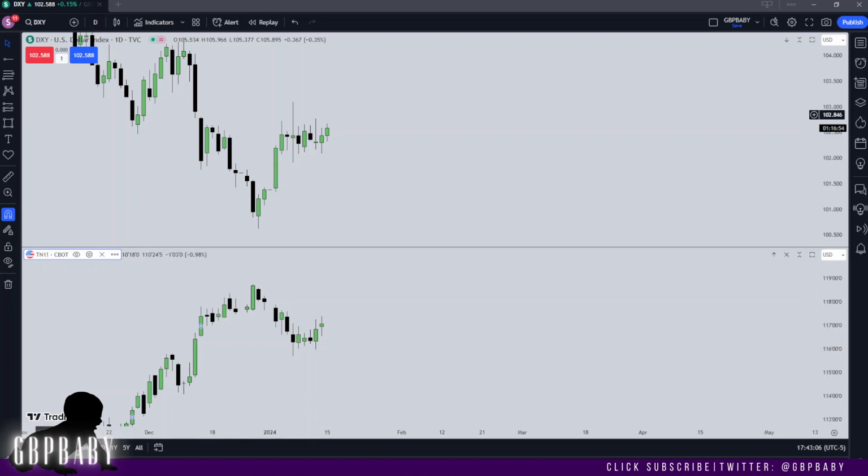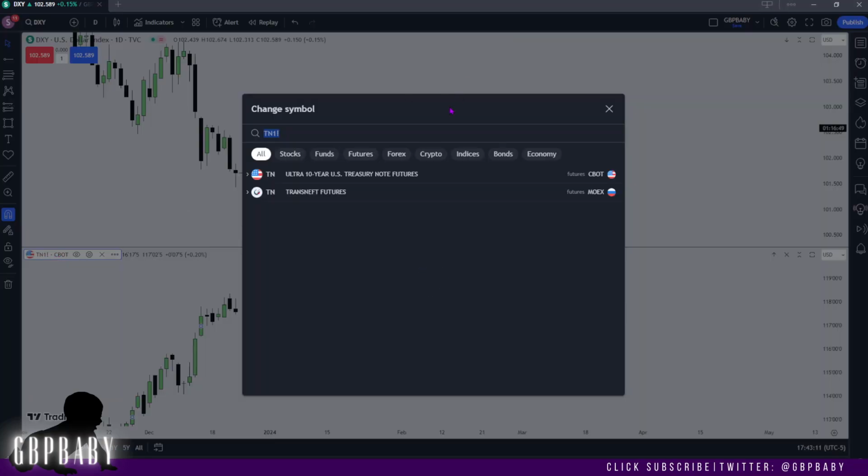So we're going to start on DXY. You'll notice that I have a second pane up here, and this is the ultra 10-year US Treasury note futures. Again, this is quite advanced ICT content. In yesterday's video I did go through the commitment of traders, so make sure to check that out.